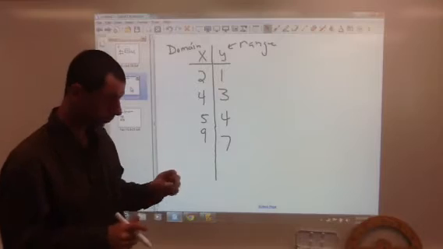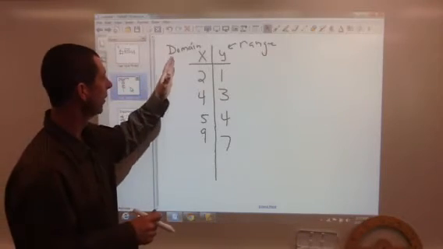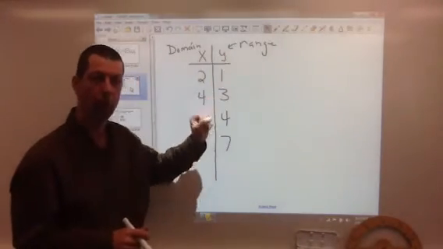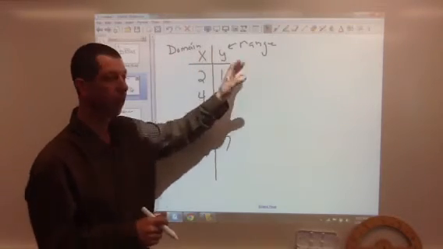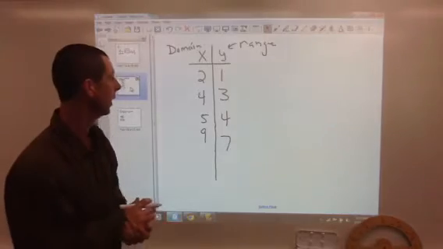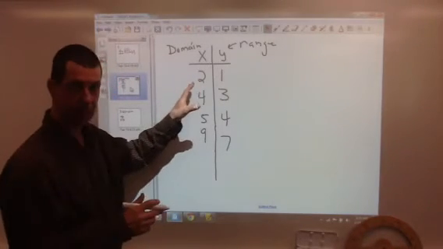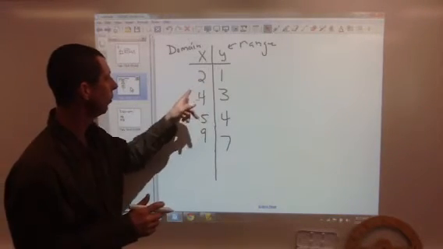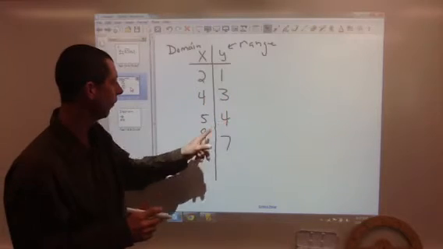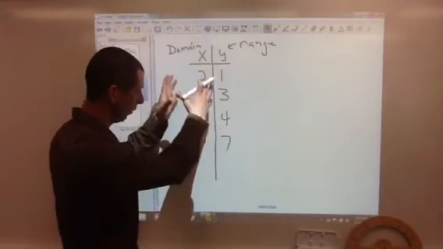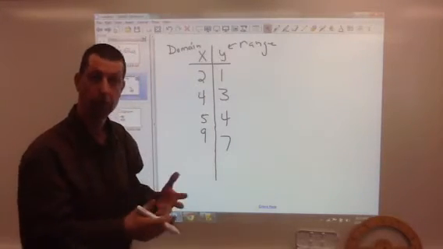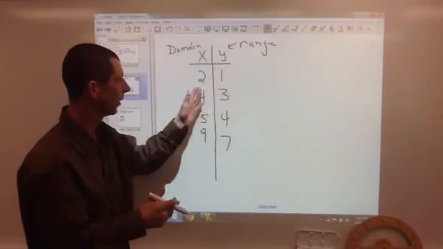A function is where the x value is paired with one y value. Okay, and it's got to be a different value. So the domain is paired with one range basically. So this right here would be an example of a function. 2 is paired with 1, 4 with 3, 5 with 4, 9 with 7. So if the question was, would this be a function? It would be, because they're paired with exactly 1.